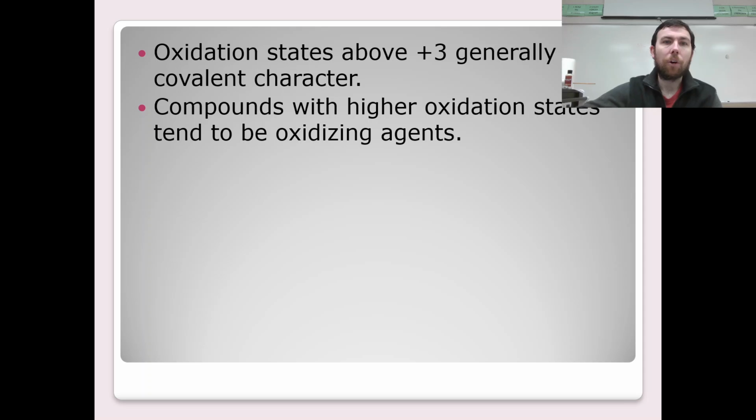All right, so that's going to conclude what I wanted us to look at as it pertains to oxidation states.